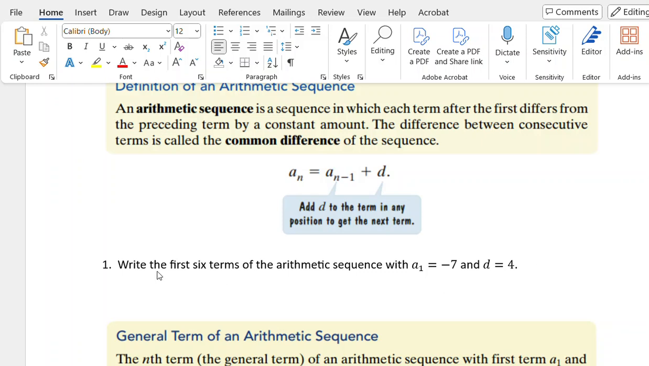So let's look at example 1. We want to write the first 6 terms of the arithmetic sequence with a1 equals negative 7 and d equals 4. So my a1 is my first term, so that is negative 7, and I want to add 4 to each term to get the next term.